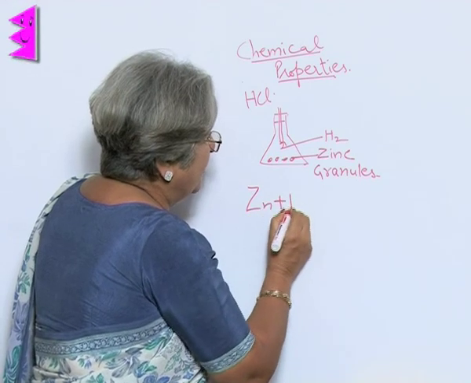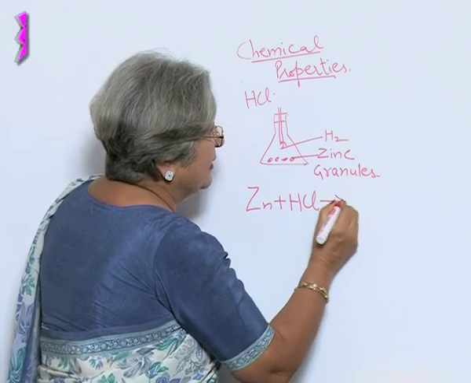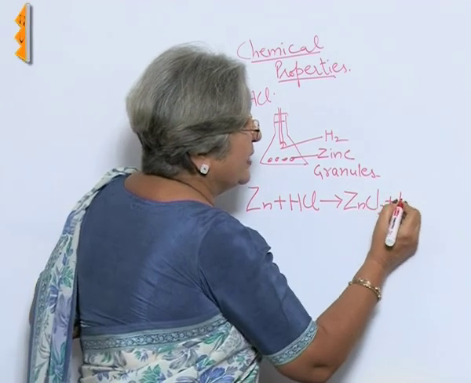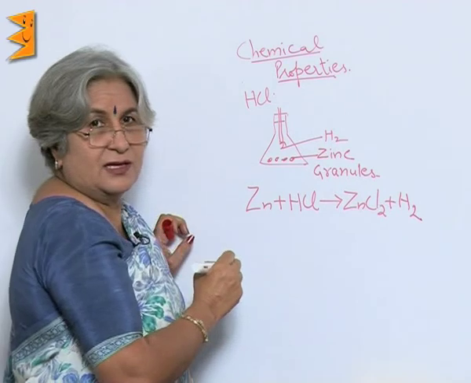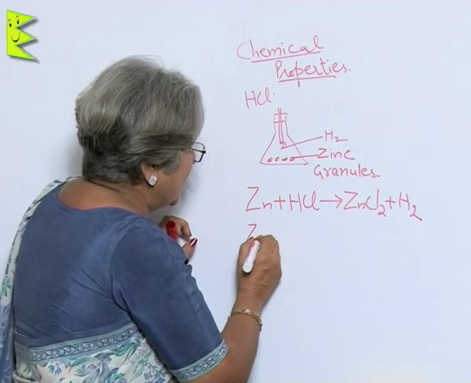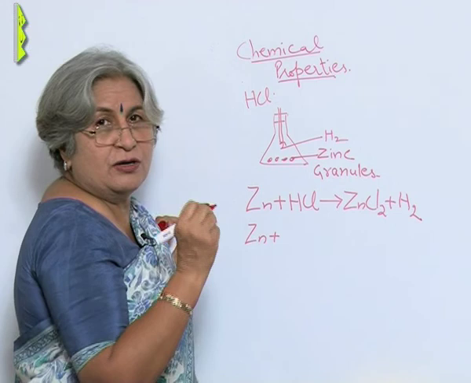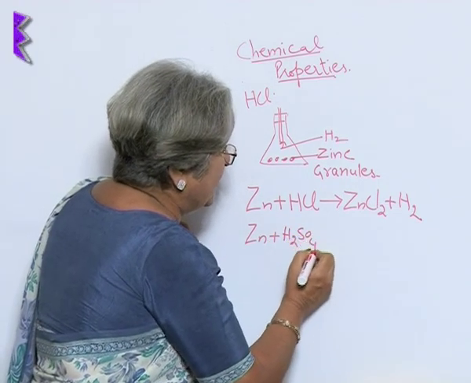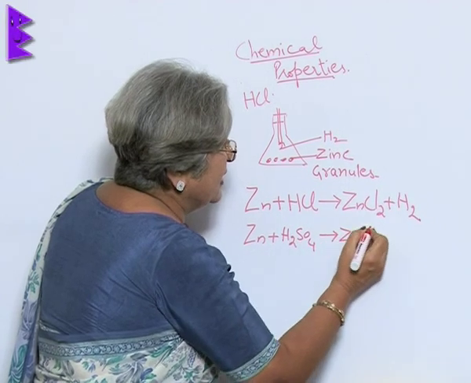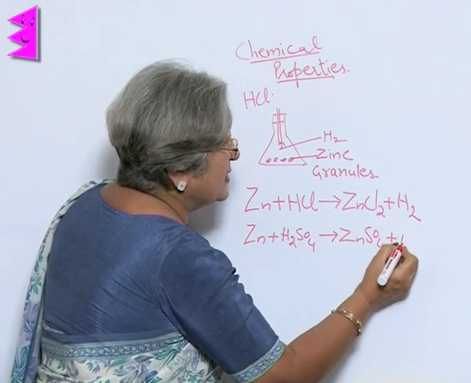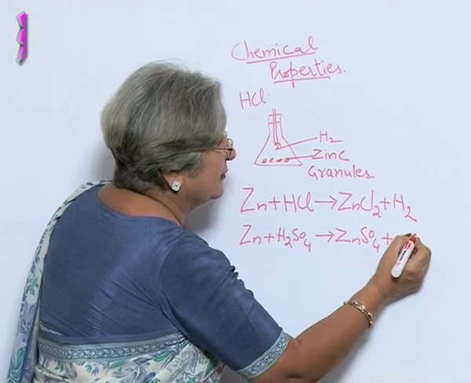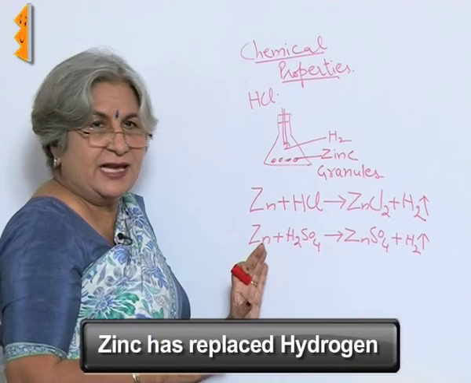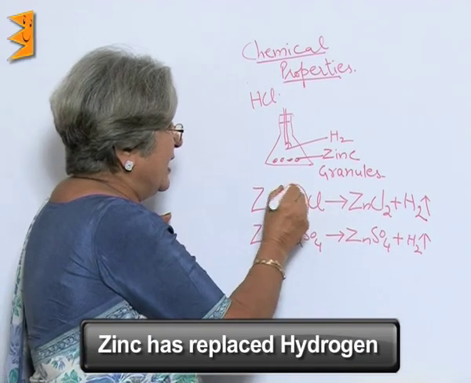Now how does this happen? Zn plus HCl gives us ZnCl2 plus H2. Similarly, if instead of hydrochloric acid we pour sulfuric acid, what will happen is we will get zinc sulfate plus hydrogen. Now what has happened in both these cases? Zinc has replaced hydrogen.